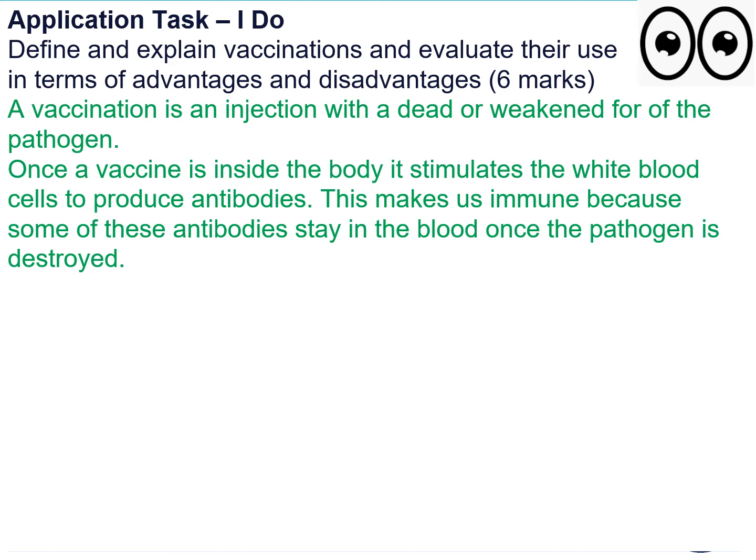Now we're going to explain how it works. Once the vaccine is inside the body, it stimulates the white blood cells to produce antibodies. This makes us immune because some of these antibodies stay in the blood once the pathogen is destroyed.